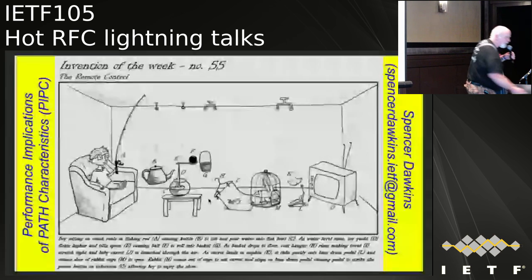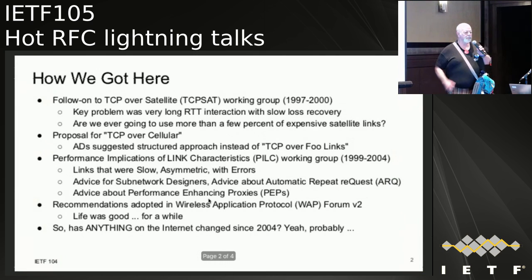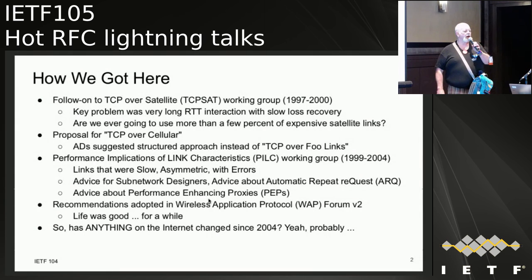So, Spencer Dawkins, talking a little bit about the performance implications of path characteristics. This is a Rube Goldberg machine, which actually turns out to be a pretty good implementation of what I think a lot of network paths look like these days. So how we got here: we did a follow-on to the TCP over satellite working group in 1997 to 2000, talking about very long RTT interaction with slow loss recovery.